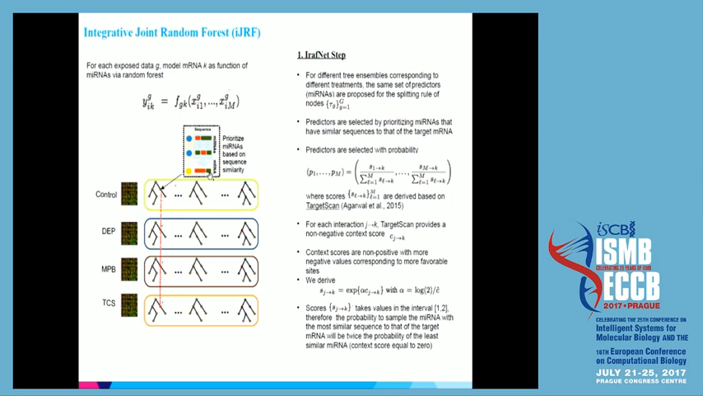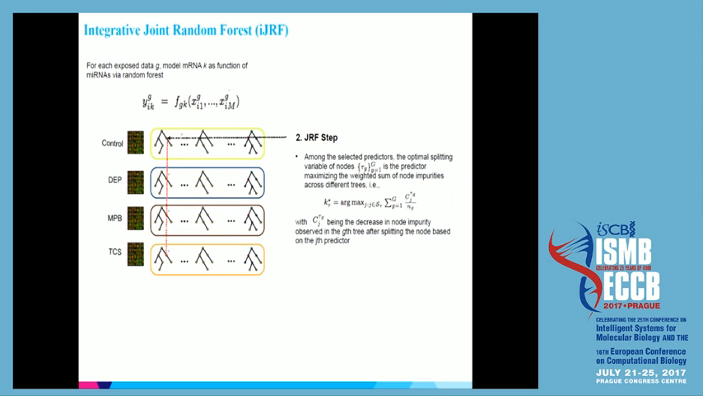Anyway, we prioritize microRNA that have a similar sequence to the messenger RNA. So this is actually a way to lower the dimensionality of the problem. And then there is the JRF step, the joint learning.